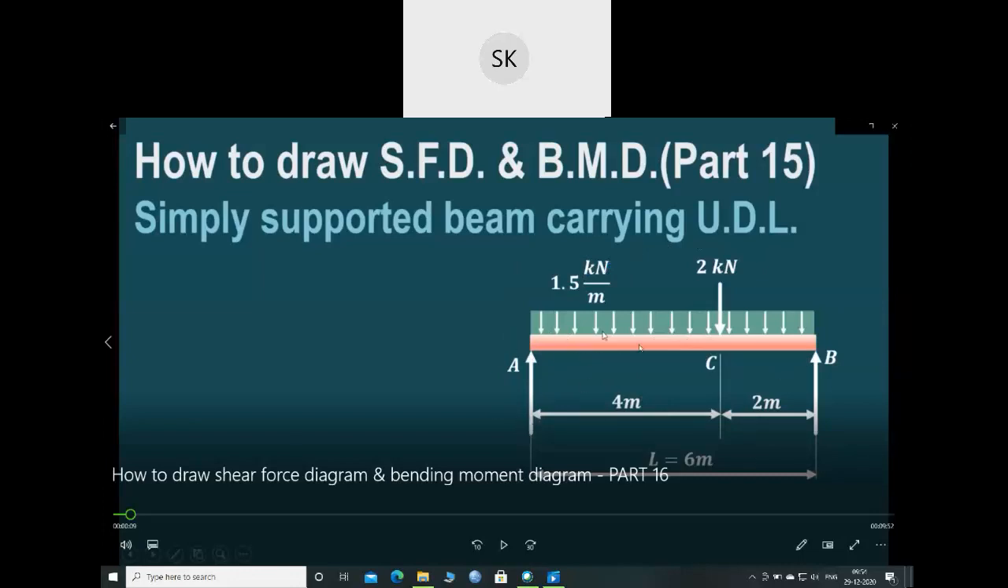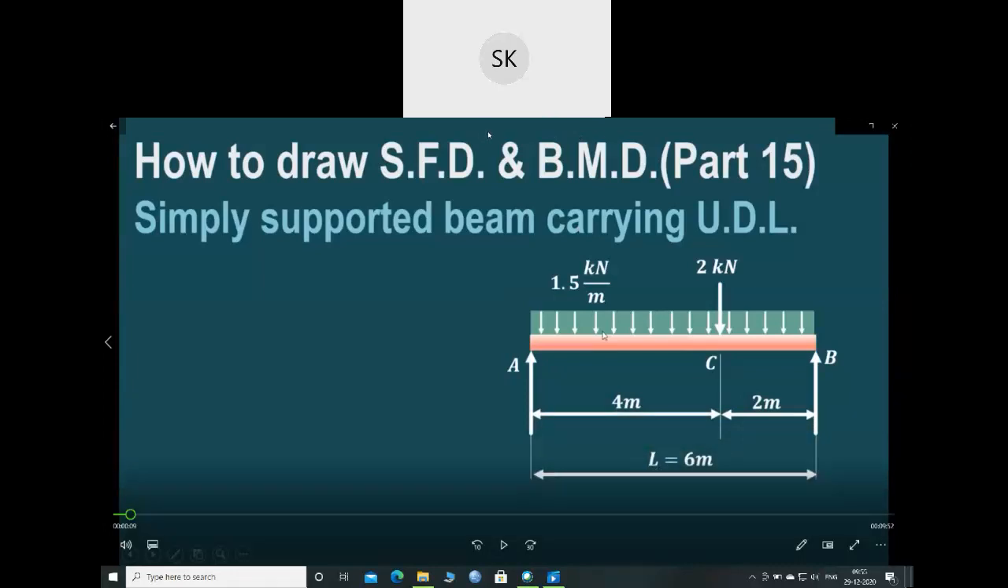A question may come like you have been given a cantilever beam and there will be two loads of UDL plus point load. So we'll solve that also, but let's start with simple support conditions. Okay, so let's continue.